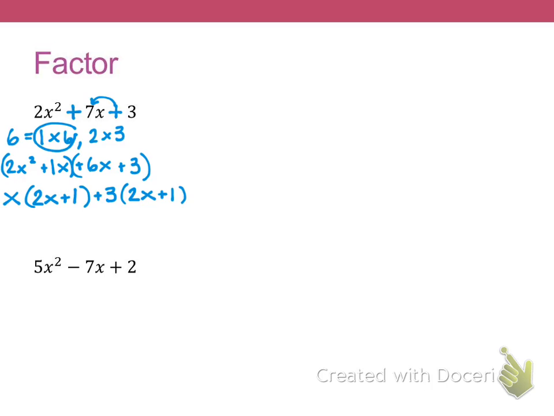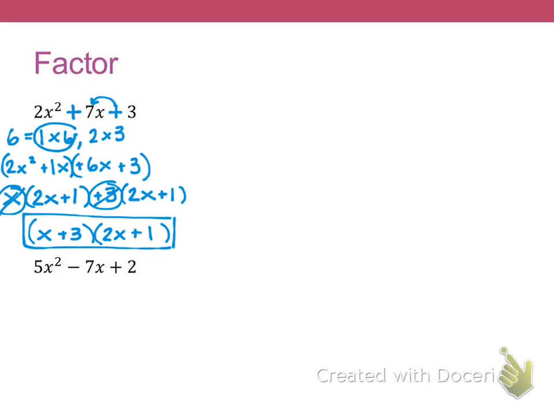How do I write my final answer? 2 sets of parentheses. I take what is on the outside of each of these, my greatest common factor, and that goes in my first set of parentheses. The terms that are inside of my parentheses, 2x plus 1, will go in my second set. Because they're the exact same, I know I've done it right. Now it's going to be x plus 1 times 2x plus 1. This is my final answer. Okay?